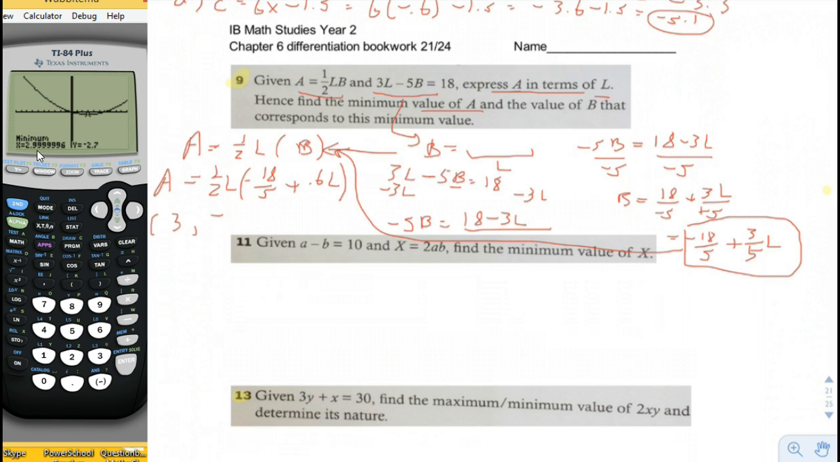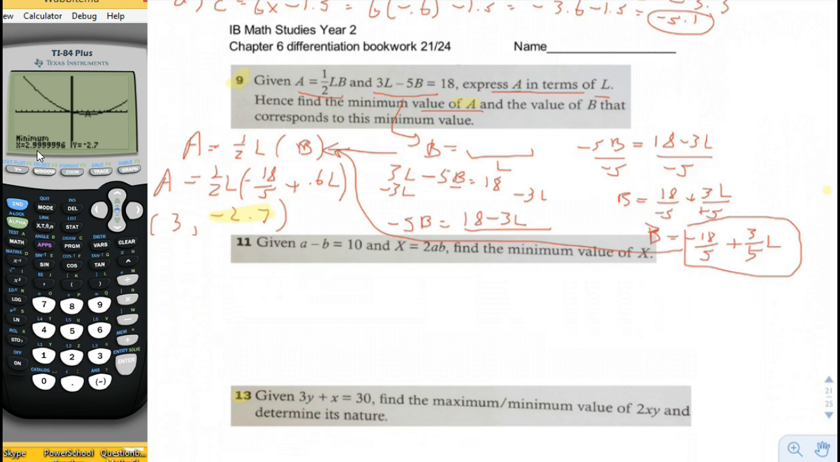So the minimum point, the y value, is equal to negative 2.7, and that's what they were asking for. They were asking the value of A, which happens to be y1 in the calculator. So there it is. And what's the value of B that corresponds to the minimum point? Well, there's a formula here, which says B equals this, okay?